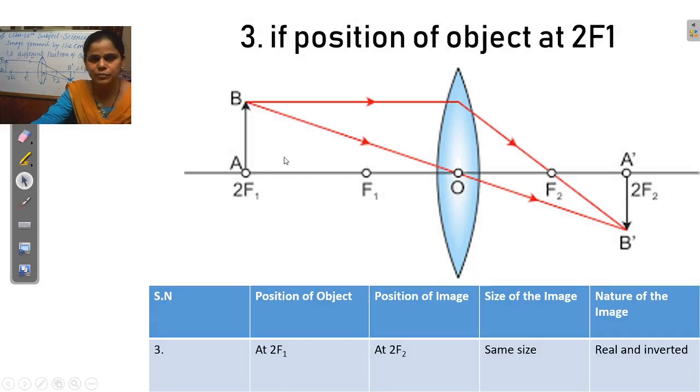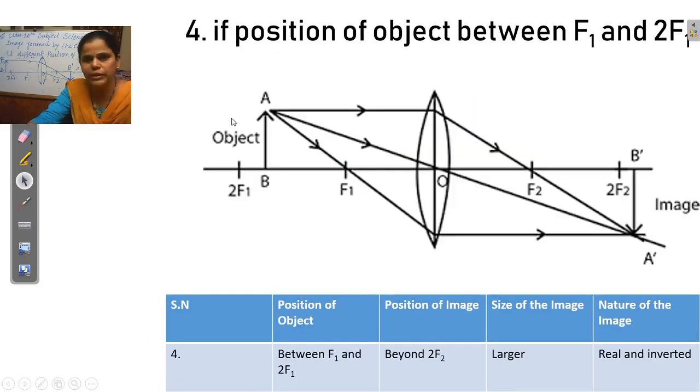Then next, the fourth condition: the position of the object is between f1 and 2f1. Your object AB is between 2f1 and f1. Then draw the two light rays. The first light ray is incident parallel to the principal axis. Then after refraction it passes through the principal focus.